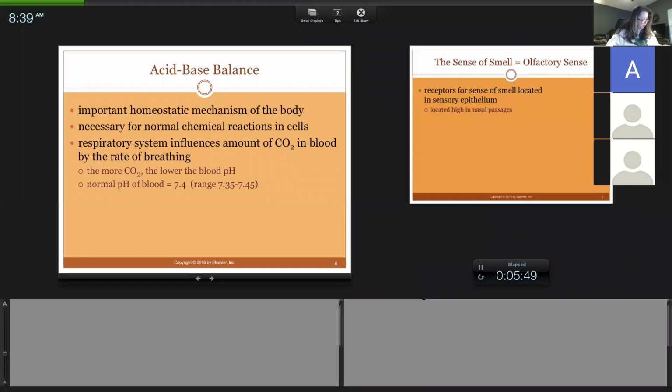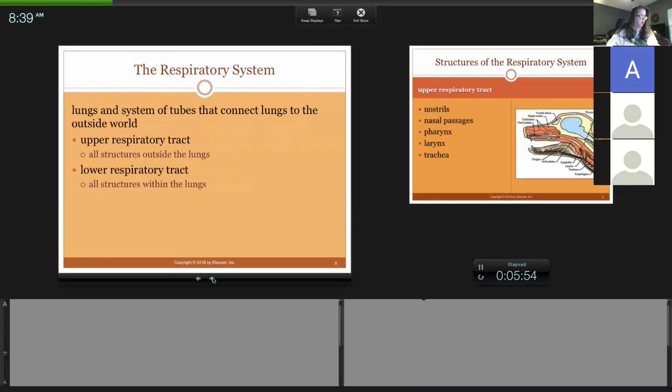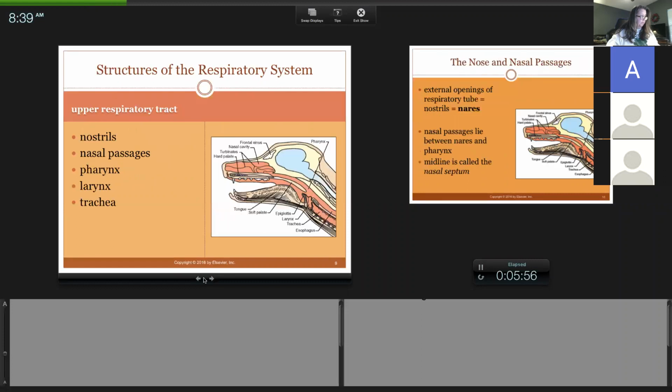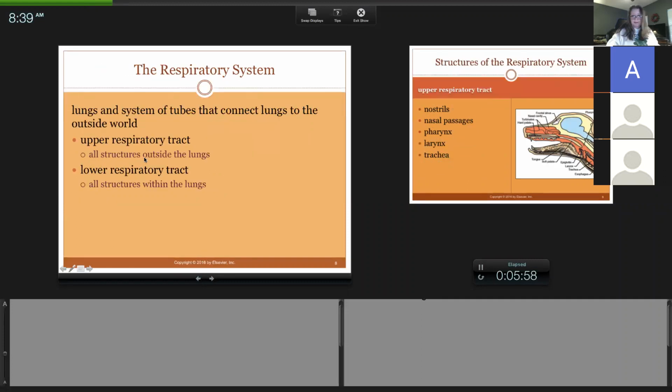The structures of the upper and lower respiratory tract. So basically, anything outside the lungs is upper respiratory. So that would be the trachea. That would be the bifurcation of the trachea. Okay. Once the trachea bifurcates, and then it's going to go into the lungs, anything inside of the lungs is considered lower respiratory. So that's how you divide them.